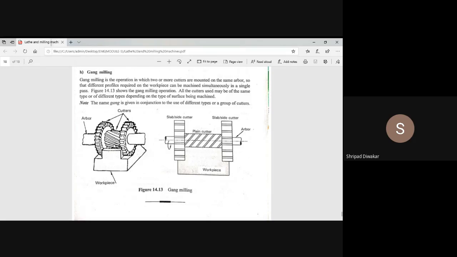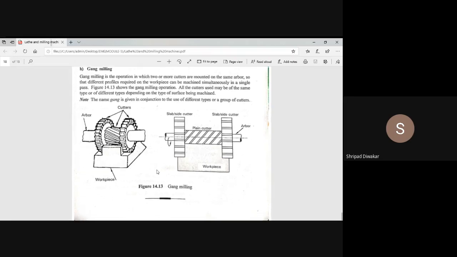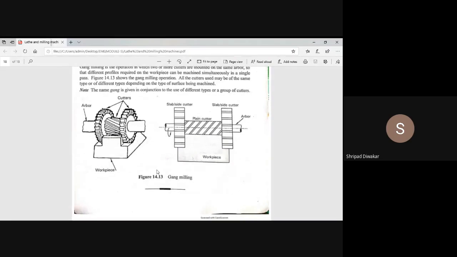One is using the plane cutter. So this is the plane cutter which performs the planing operation or surface finishing operation, and the remaining two side cutters are fixed to perform the side machining operation, so that at a time we can remove the material. This is called as the gang milling. Okay, gang means the group. So the group of cutters are fixed on the arbor of the milling machine.